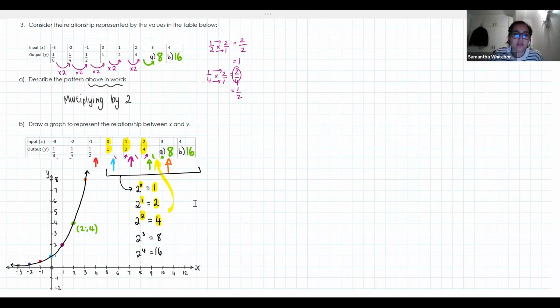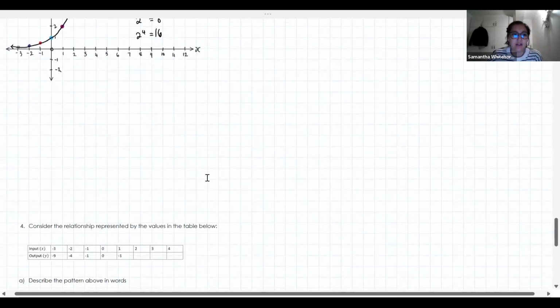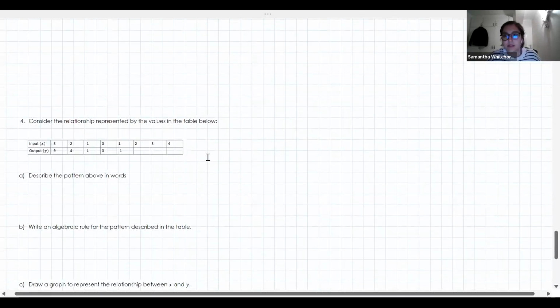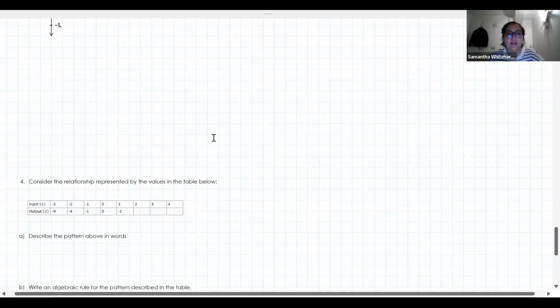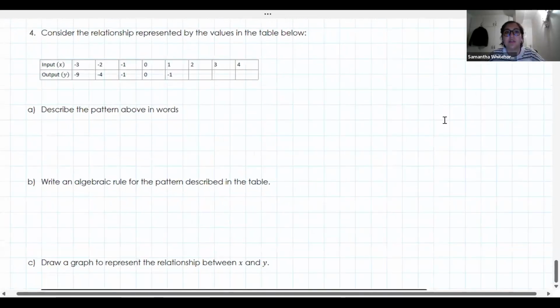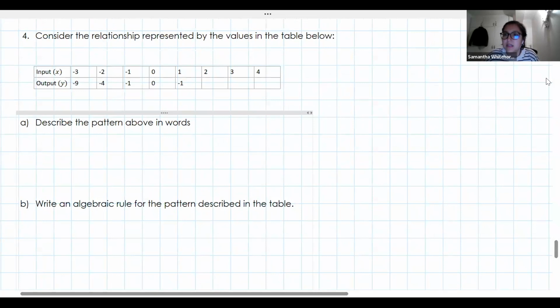Okay, I hope you've all got screenshots. Let's take a look. If you want, you can look at that table and you can see if you can work out what the pattern is.